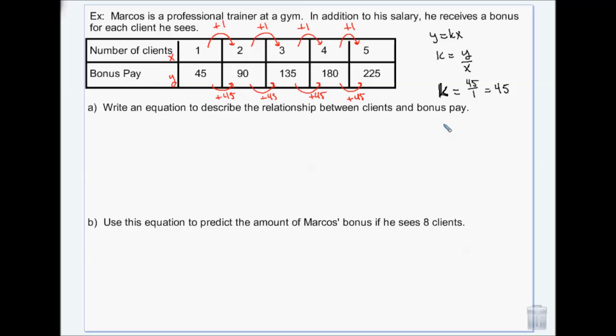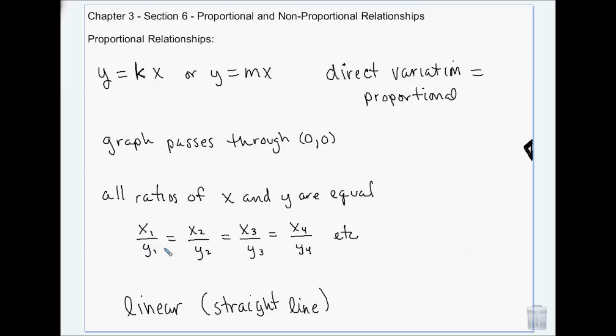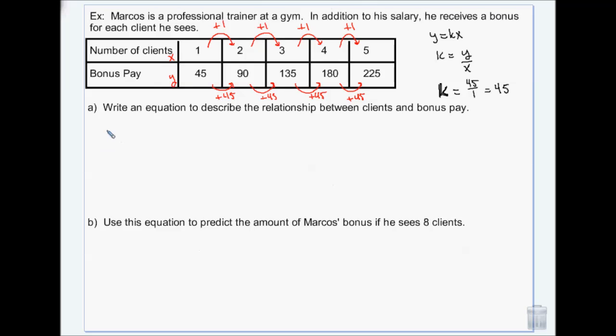First I need to see if it is proportional. So do you remember how I said right here, all the ratios will be equal? So I'm going to check 1 over 45. Is that equal to 2 over 90? Is that equal to 3 over 135? Is that equal to 4 over 180? Is that equal to 225?